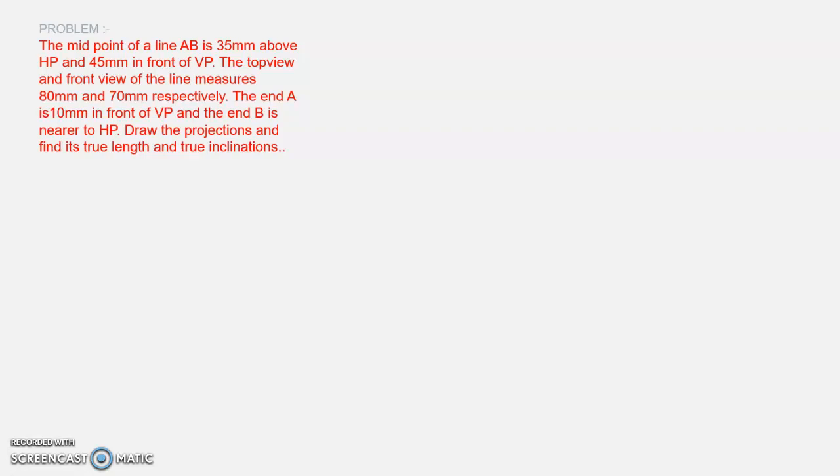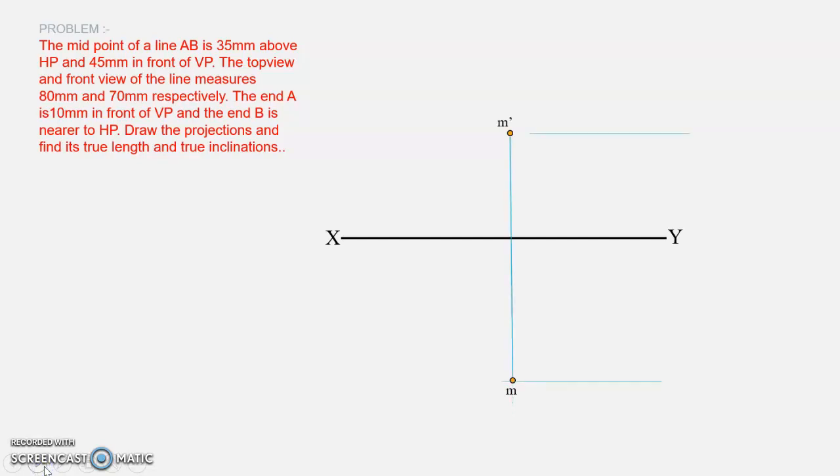They have given three data: the midpoint position, the front view and top view, and the end A position. So these are all the data they have given. First, draw the XY line and fix M and M dash, the locus of M and M dash. M dash is 35 mm above and 45 mm in front. So I have fixed M and M dash and also drawn the locus of M and M dash.